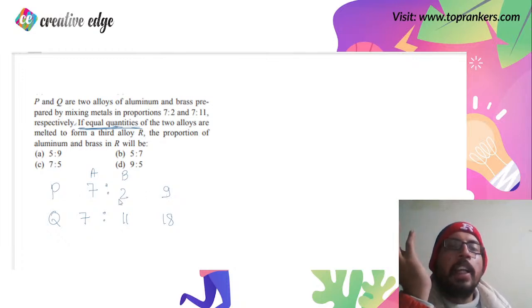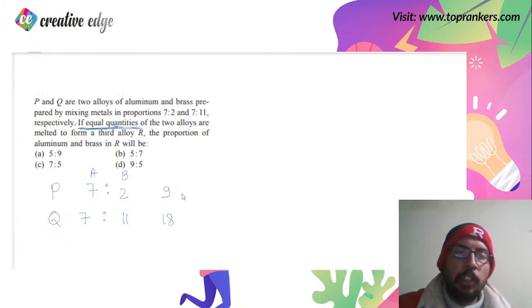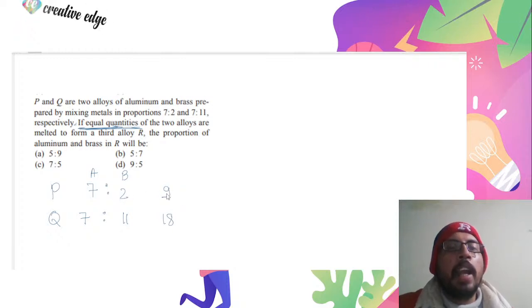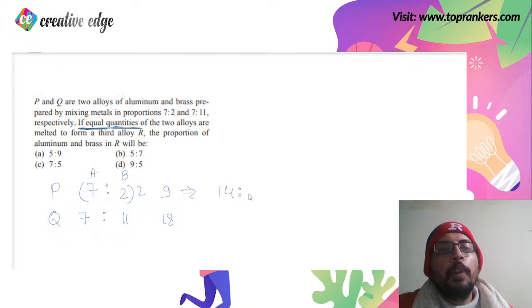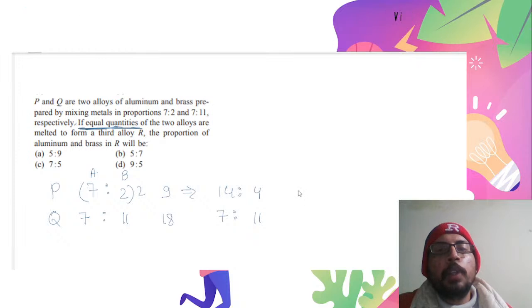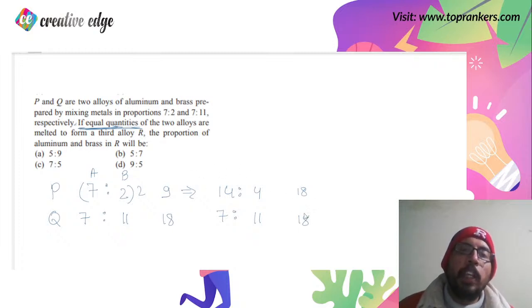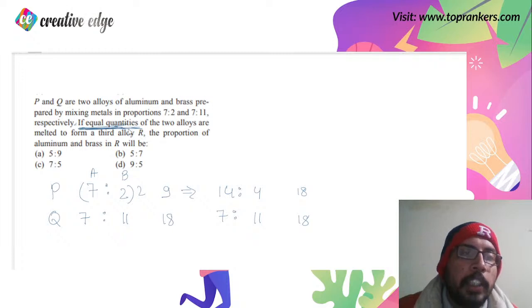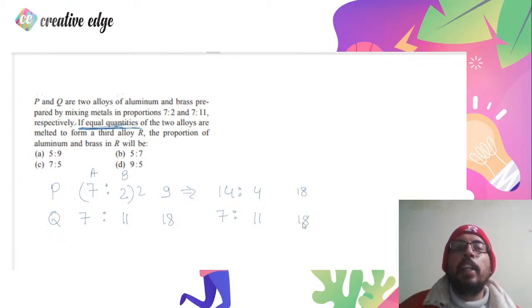So the better approach is that I make 9 to 18. So what I will do is multiply the entire term by 2. So the new ratio will be 14:4 and 7:11. Now you can see that 14 plus 4 is 18 units, P is also 18 units and Q is also 18 units. Why did we make it 18 in both cases? Because we had to make equal quantities. That's why I made them equal.